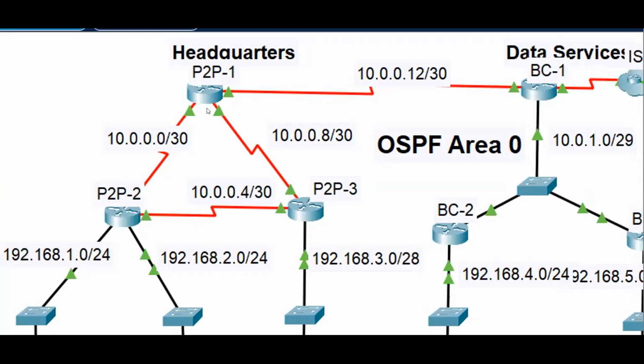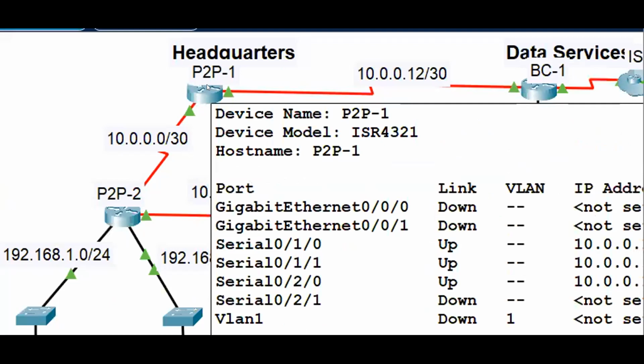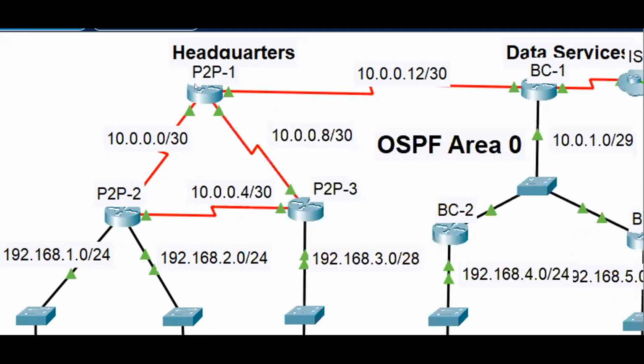Serial 0/1/1, serial 0/2/0. Those are the two major interfaces that are serial. Gigabit Ethernet 000 and 001 are all down. So 010 is up. All right, let's proceed into it.